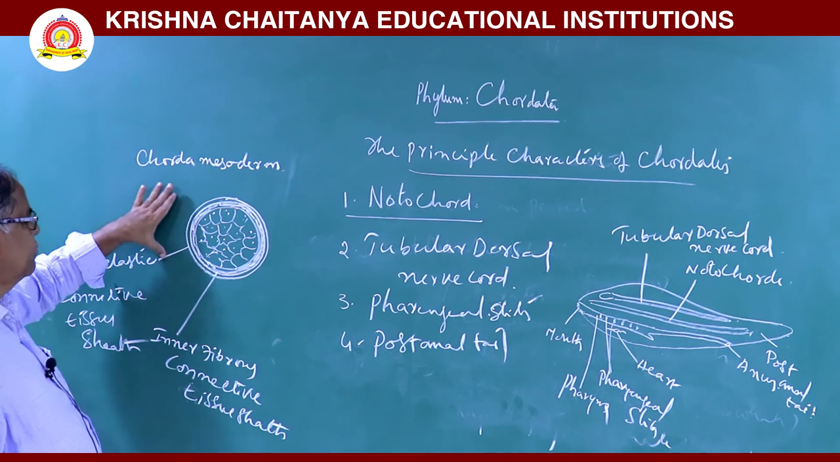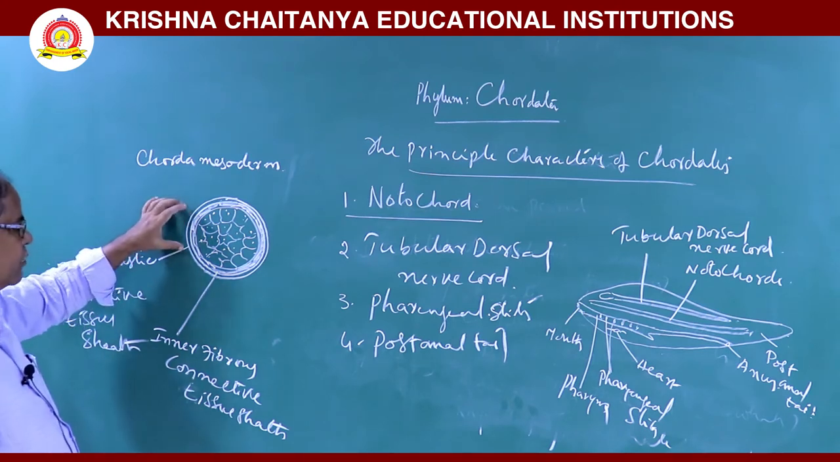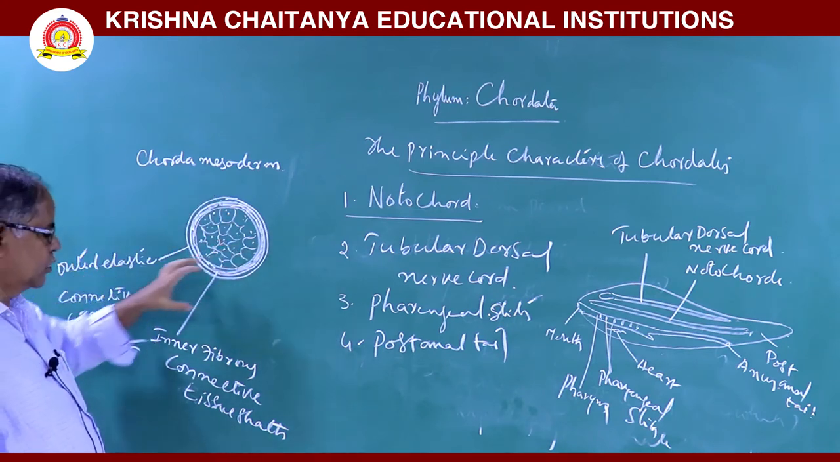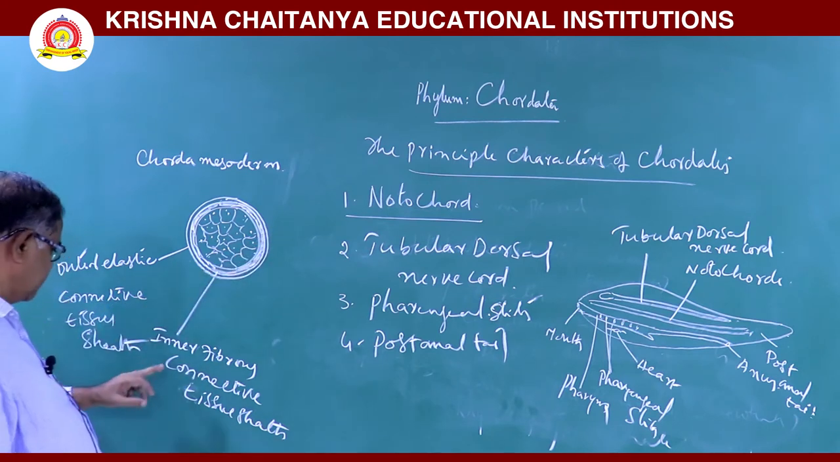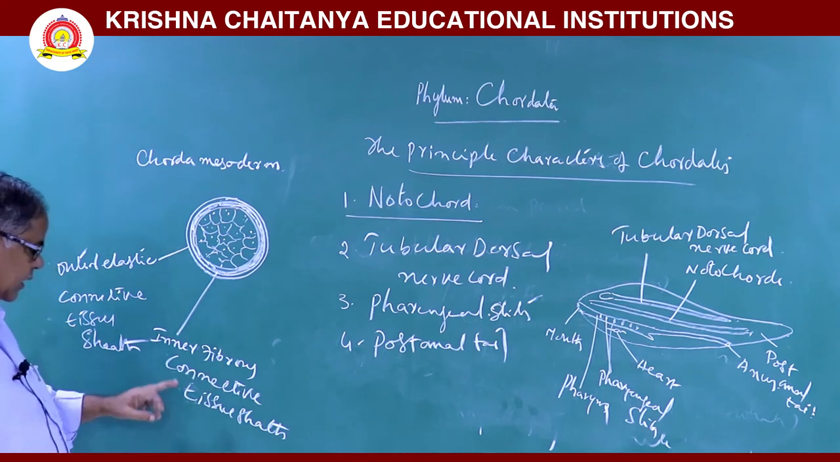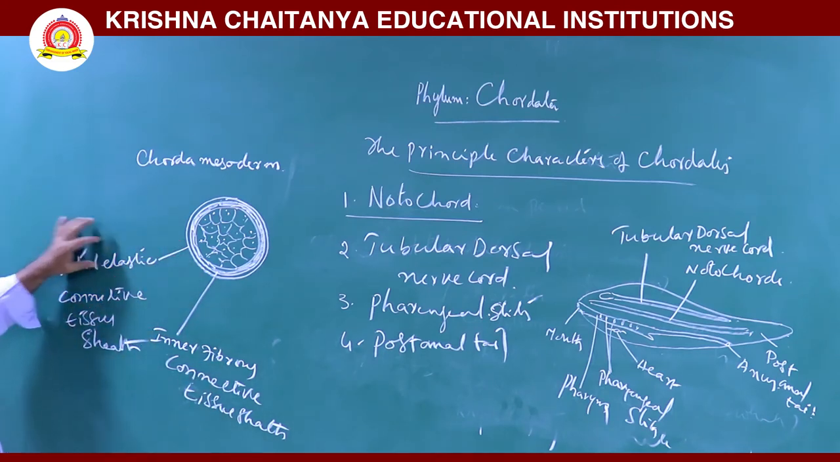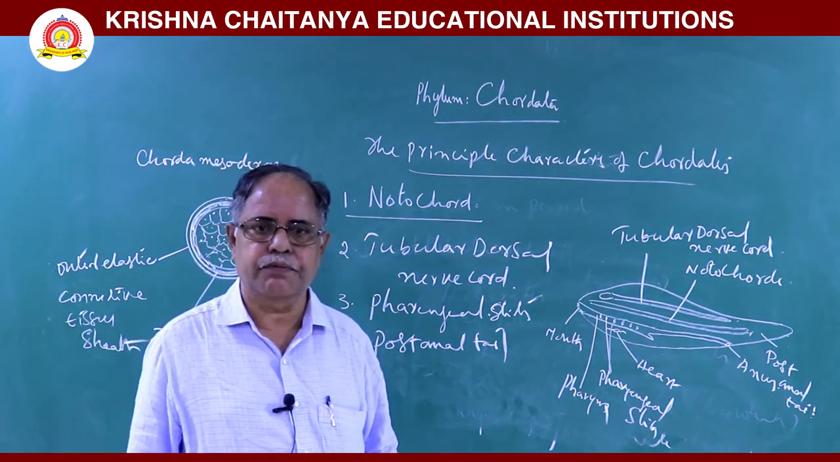This is the structure of notochord. In notochord, a core of vacuolated cells are there. These cells are surrounded by two connective tissue sheets. One is the thick inner fibrous connective tissue sheet, and the other is the outer thin elastic connective tissue sheet.